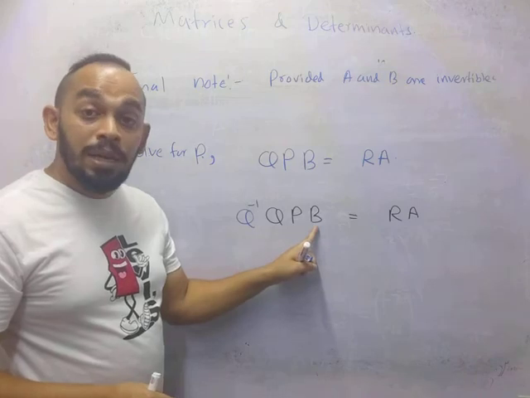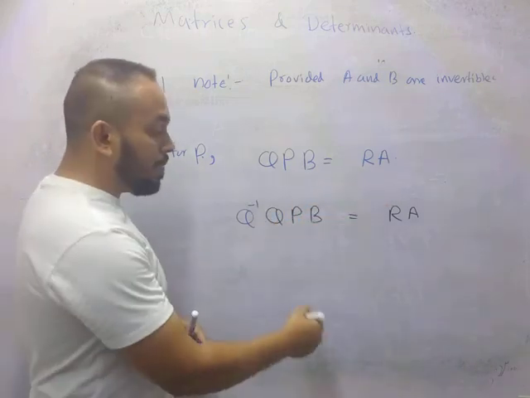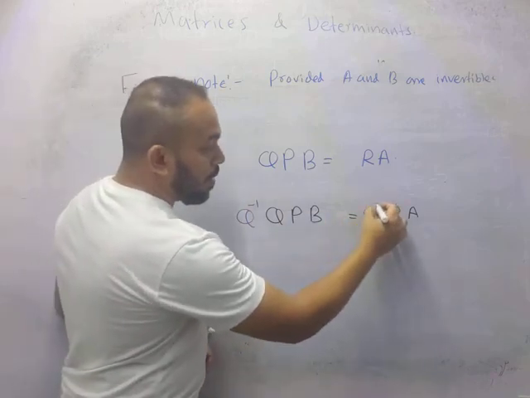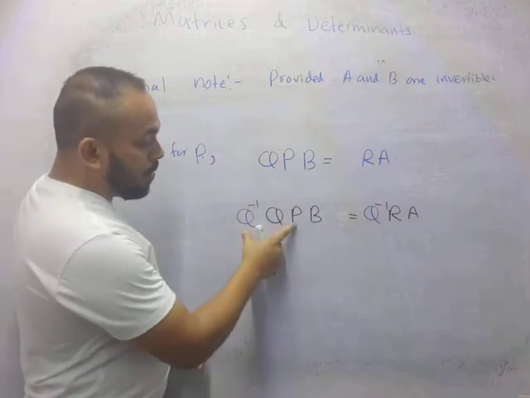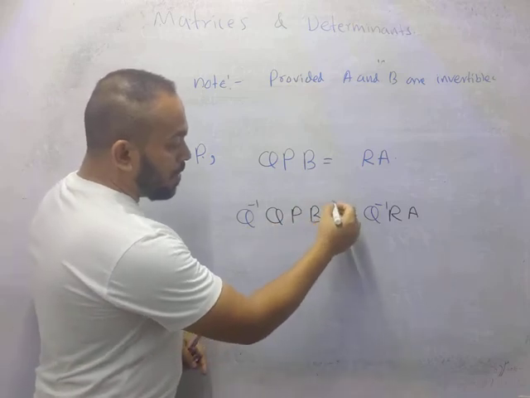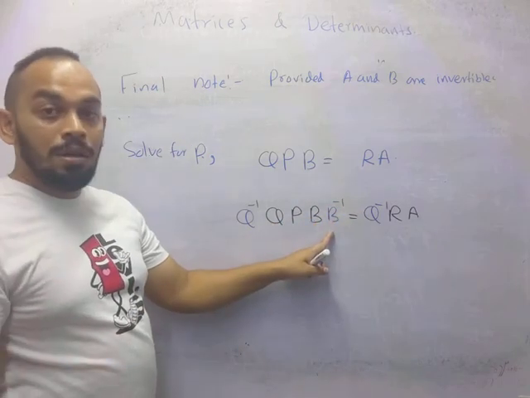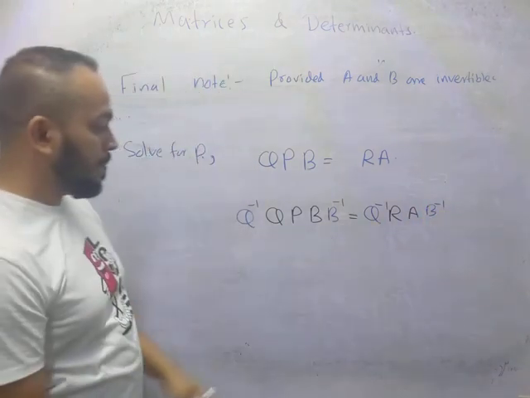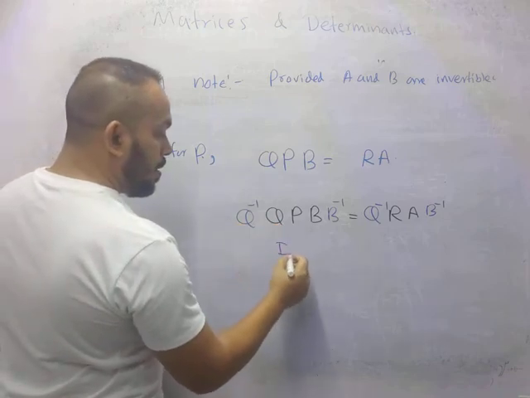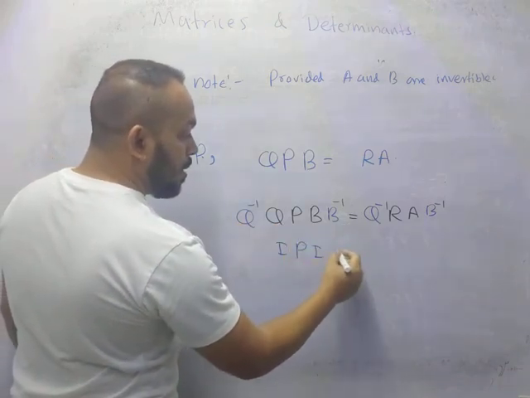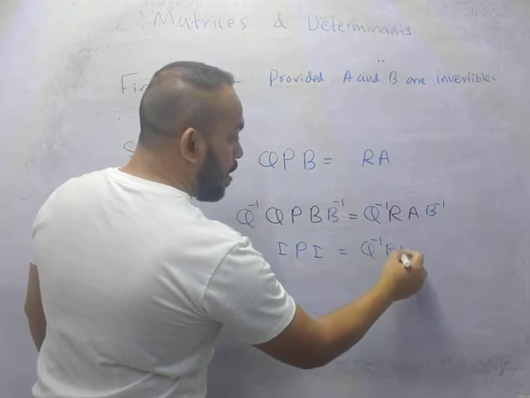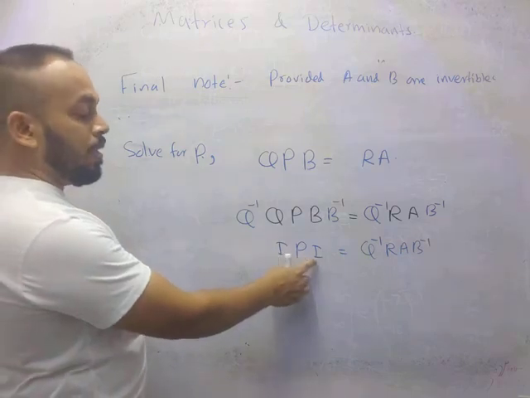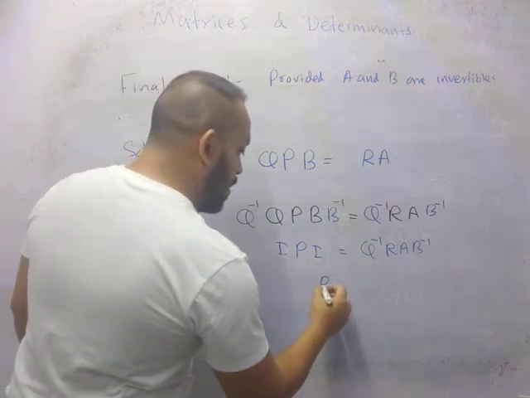Now we have to get rid of B as well. So we have to multiply by B inverse. Okay. First let's do this Q inverse from the left. So you multiply by Q inverse. Then to get rid of B, you multiply the whole equation by B inverse from the right. Then multiply B inverse. This becomes I. This also becomes I. Here we have Q inverse R A B inverse. I P is P. P I is also P. Therefore, P is equal to Q inverse R A B inverse.